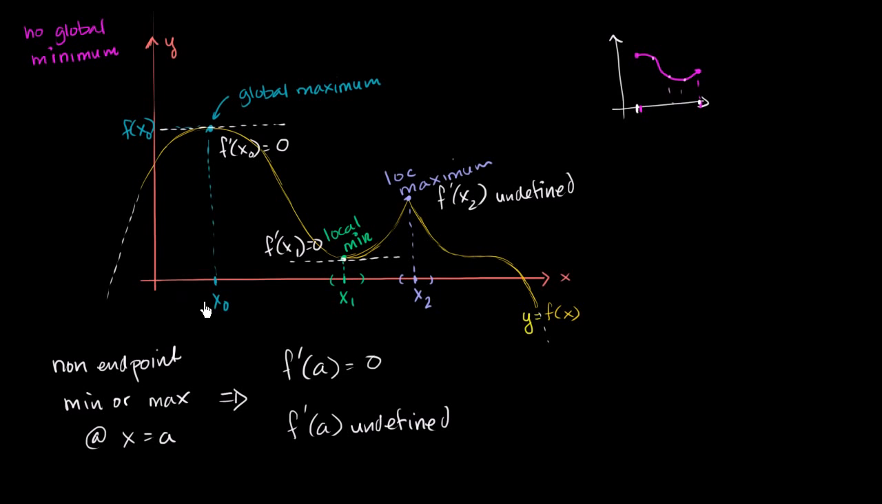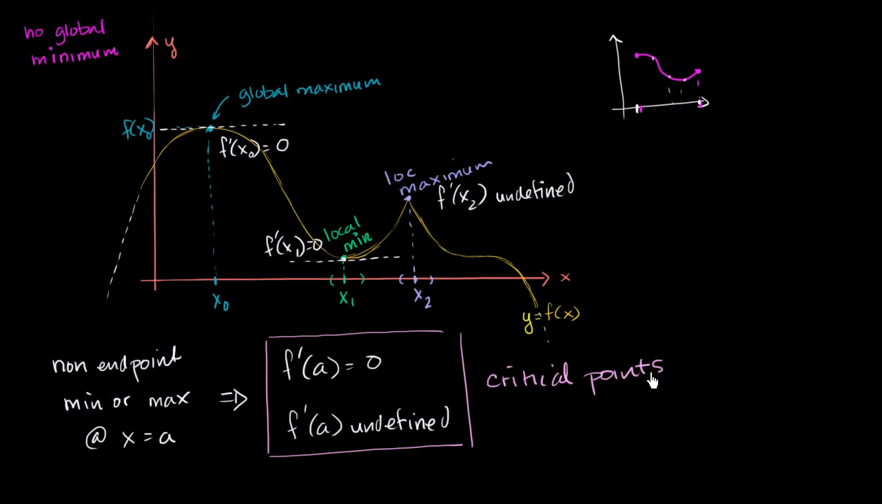And we have a word for these points where the derivative is either 0 or the derivative is undefined. We call them critical points. So for the sake of this function, the critical points are, if we could include x sub 0, we could include x sub 1. At x sub 0 and x sub 1, the derivative is 0, and x sub 2, where the function is undefined. Now, if we have a non-endpoint minimum or maximum point, then it's going to be a critical point.